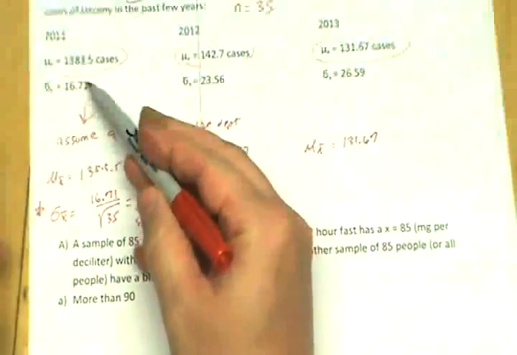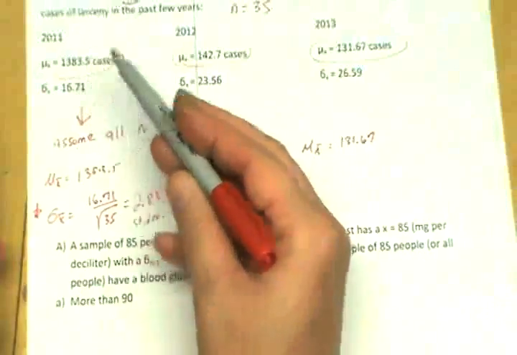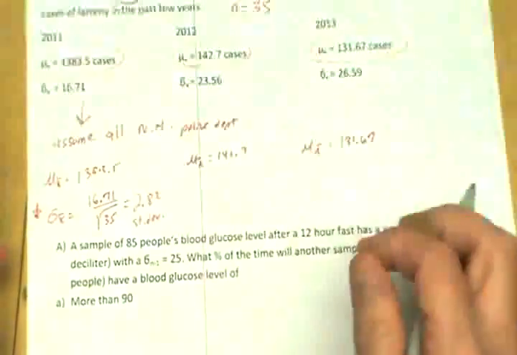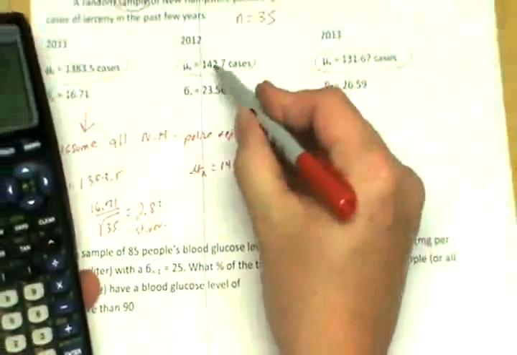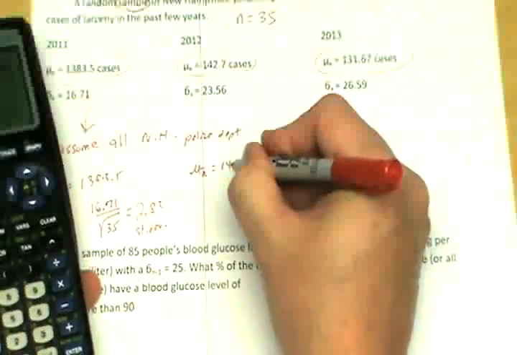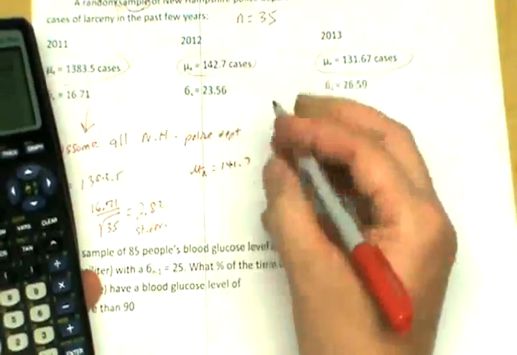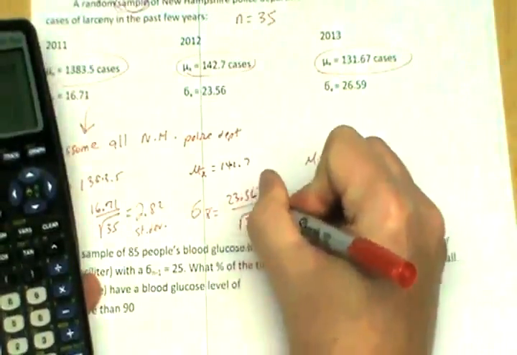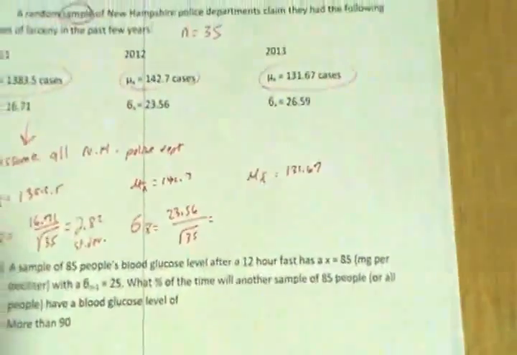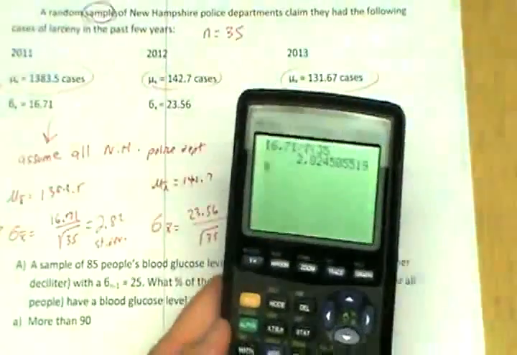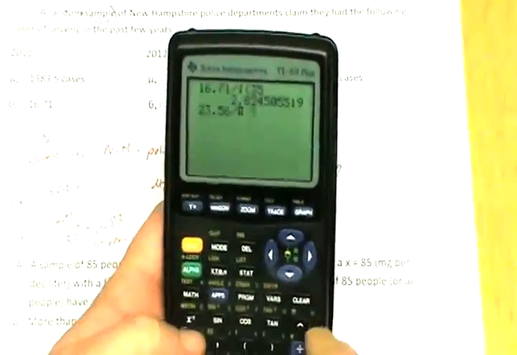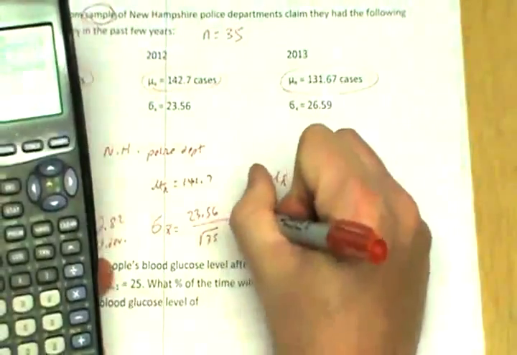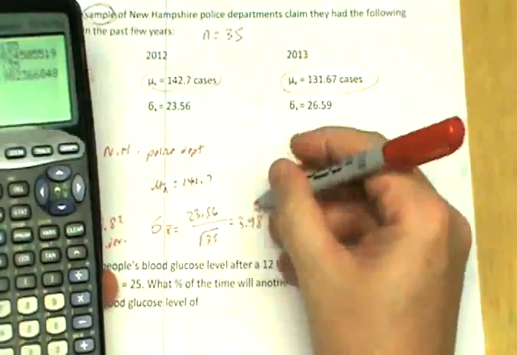Again, we can never use the standard deviation of a sample when we're trying to make predictions as to the outcomes of the population, so we have to change the standard deviation. In case number 2, where the mean is 142.7, we're going to keep that as the mean. But the standard deviation of 23.56, we're going to change to 23.56 divided by radical sample size. If the sample size is 35, here's my calculator, 23.56 divided by radical sample size, and we're going to get 3.98. We're going to go 2 decimal places. And so this would be our new mean, and this would be our new standard deviation.